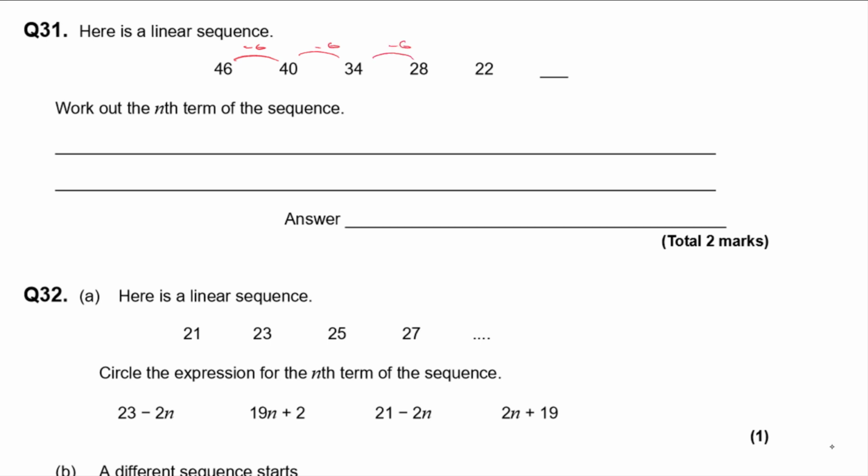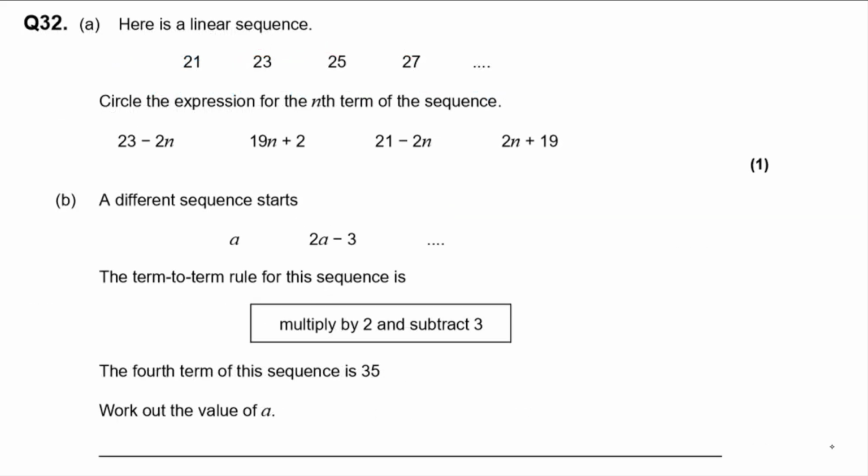So I know something that goes down in sixes. That's minus 6n. Minus 6n goes minus 6, minus 12, minus 18, minus 24, minus 30. Now we've got 46. So what would you have to add on to minus 6 to get up to 46? You'd have to add on quite a bit. You'd have to add on 52, wouldn't you? Okay, so I think our sequence is minus 6n plus 52, which you can write slightly more neatly the other way around as 52 minus 6n.